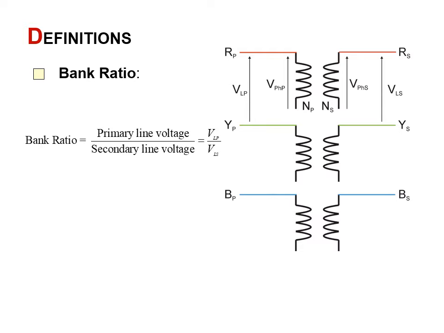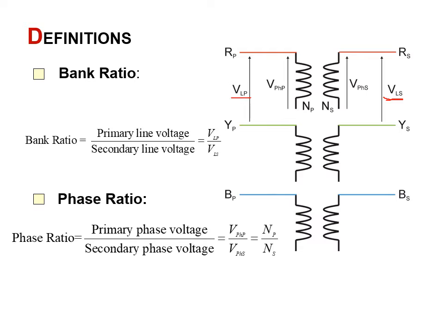If you consider we've got three transformers over here, one for each phase, there's something called the bank ratio. We have the line voltage and we have the phase voltage. The bank ratio is the primary line voltage divided by the secondary line voltage. Here, for example, VLP is our primary line voltage, VLS is our secondary line voltage, and the bank ratio is VLP over VLS.